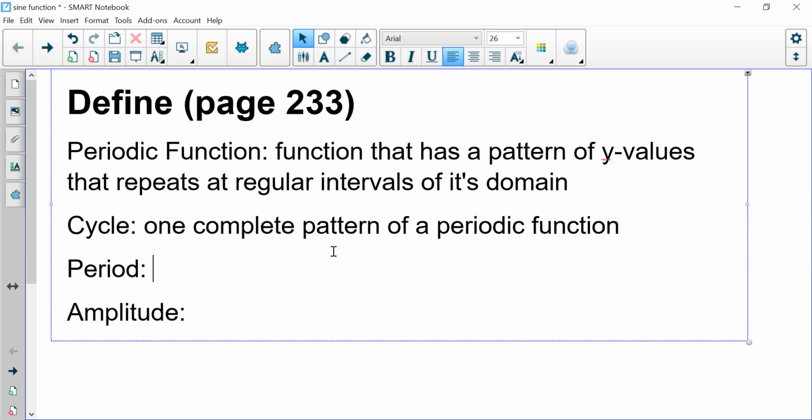What is the definition of a period? Bella.